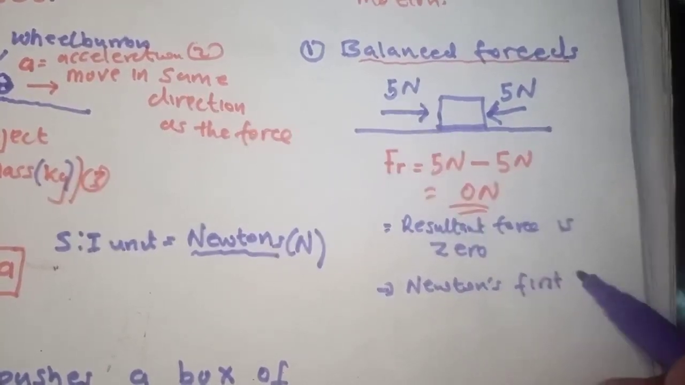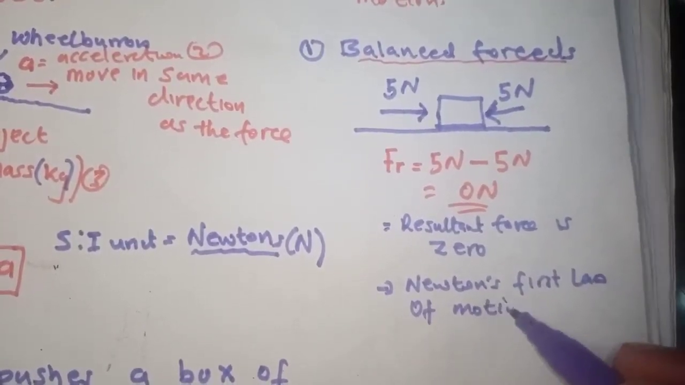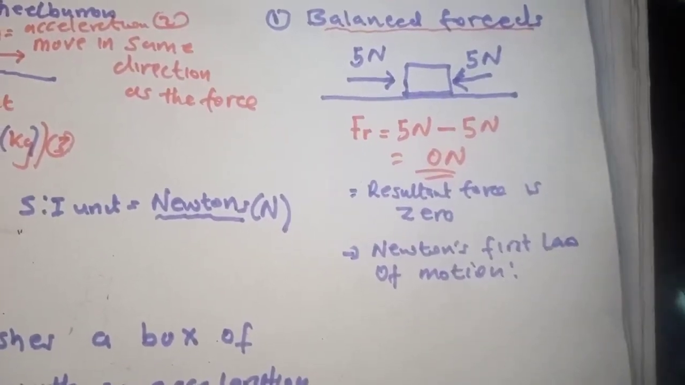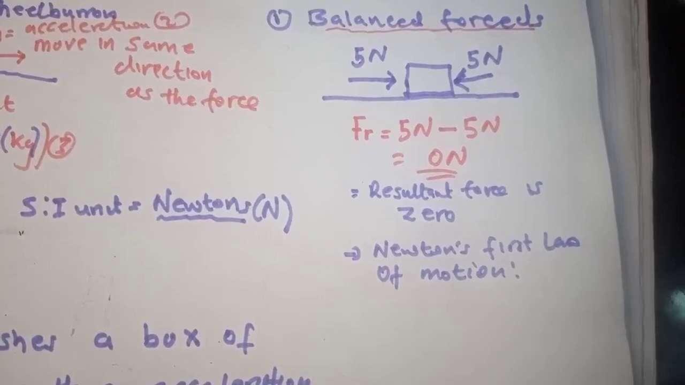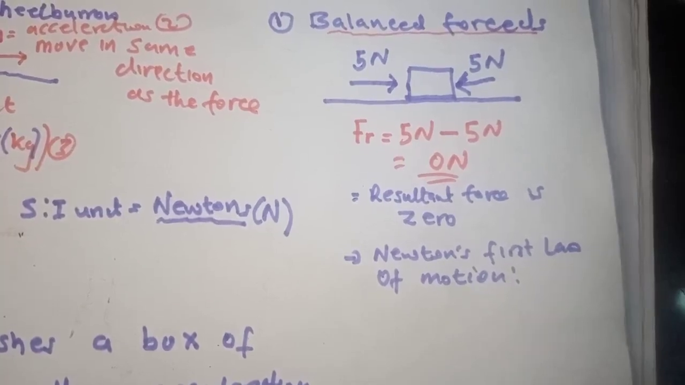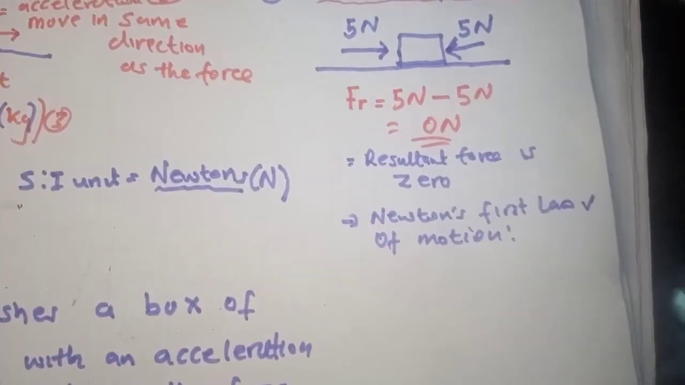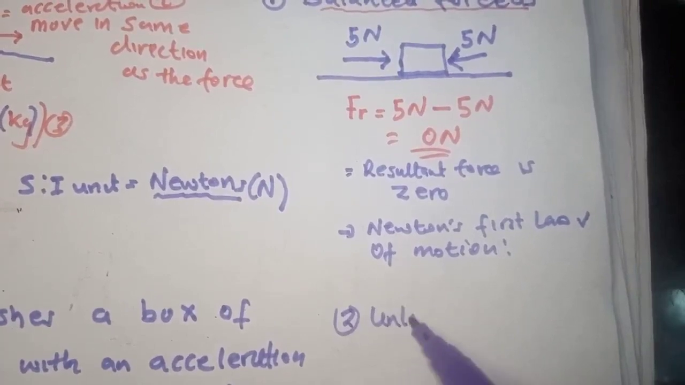Newton's first law of motion. According to Newton's first law of motion, a body that is at rest with balanced forces will continue to remain at rest, or if it's in motion, it will continue to stay in motion, unless an external force acts on it. That is Newton's first law of motion. Now let's look at unbalanced forces.